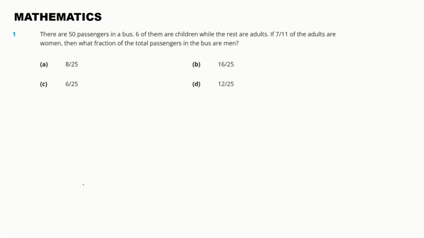So here is our first question. The first question reads, there are 50 passengers in a bus. 6 of them are children. If 6 of them are children, that means the rest are adults. So 50 minus 6, 44 are adults. Now, 7 out of 11 of the adults are women. So what is the number of women passengers?